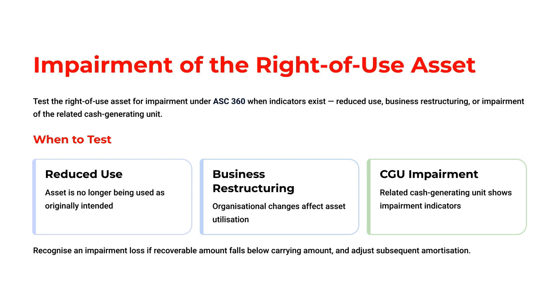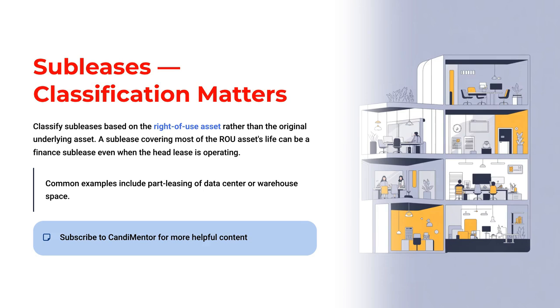Subleases. Classification matters. Classify subleases based on the right-of-use asset rather than the original underlying asset. A sublease covering most of the ROU asset's life can be a finance sublease even when the head lease is operating. Common examples include part leasing of data center or warehouse space.